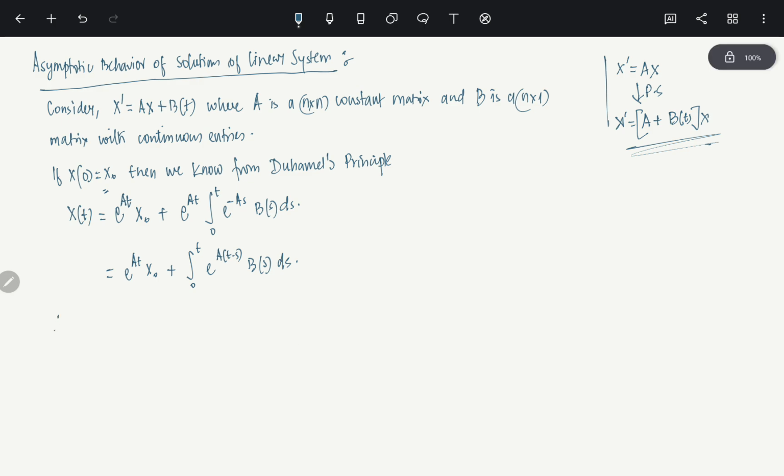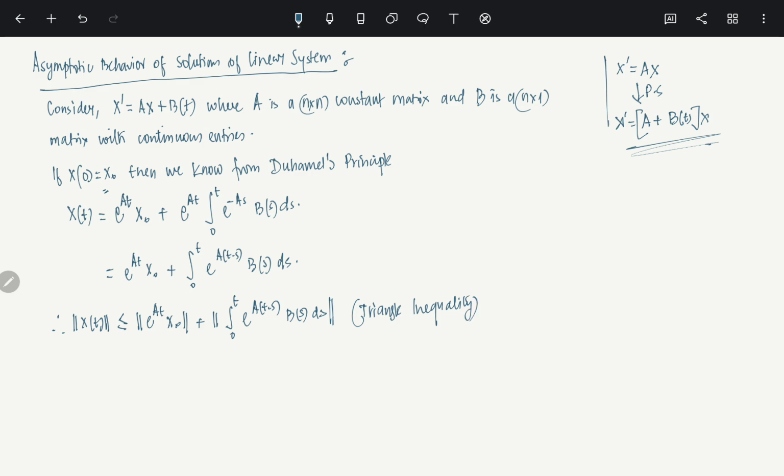Now let's look at something. What happens if we take the norm on both sides? If we take the norm on both sides, what you can say is that it will be dominated by the norm of e to the power At times x naught, plus the norm of the integral 0 to t e to the power A(t minus s) b of s ds. Why can we write it? This is basically the triangle inequality.